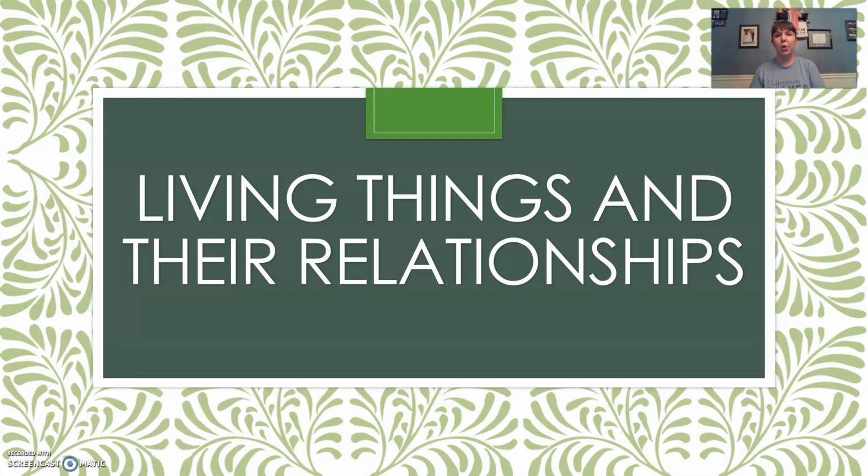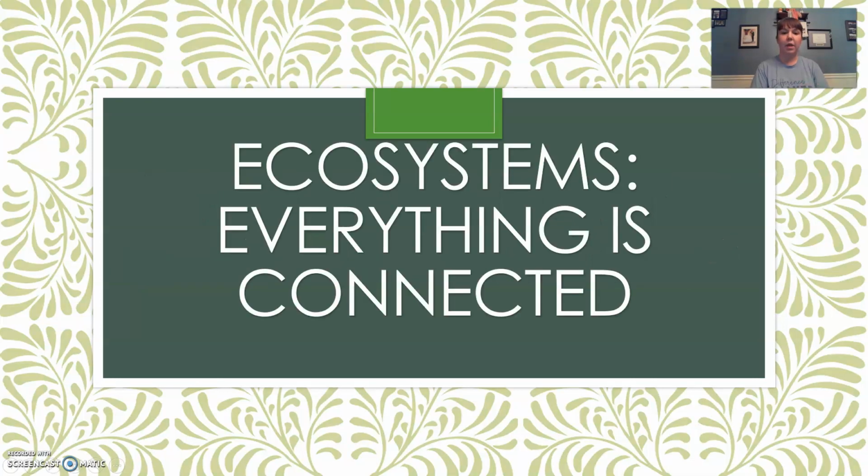So now that we know about different biomes and what conditions are present, we can look at the living things there and the relationship between them. So we're going to look first at general ecology. And the important thing to remember about ecology and ecosystems is that everything is connected together. The plants are connected to the animals, which are all connected to each other.